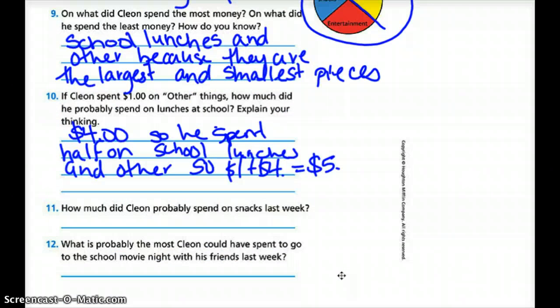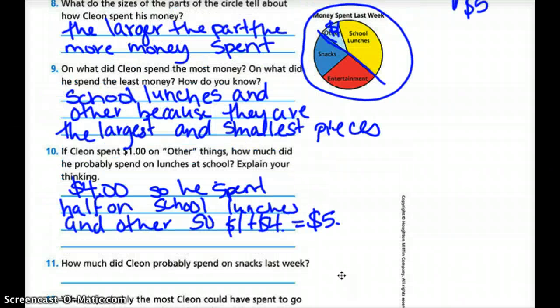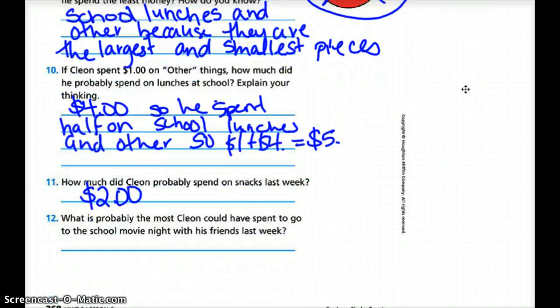Alright, so next I want to know how much did Cleon spend on snacks last week. So now we're looking at here. So here's half. If I were to split this into quarters, it would look more like this. So I know snacks is a little less than half. So if half of this is 5, what would half of 5 be? That'd be about $2.50. Well, I know snacks is a little less than that. So snacks is going to be about $2. So if that's $2, what would entertainment be then?